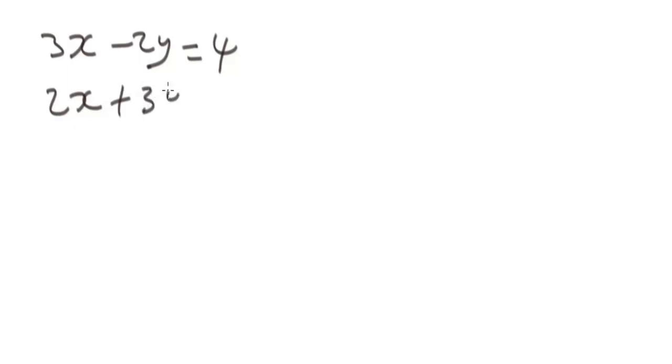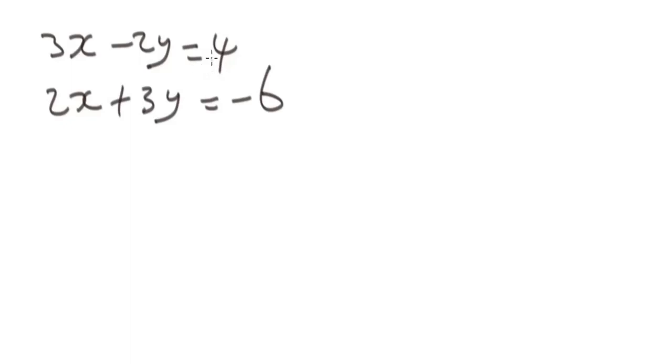Okay, so let's begin with this example. Let's say we are given 3x minus 2y equals 4, and we have 2x plus 3y equals minus 6. So we ask for x and y using simultaneous equations. Now, in this kind of problem, there are two shortcut tricks you can use.